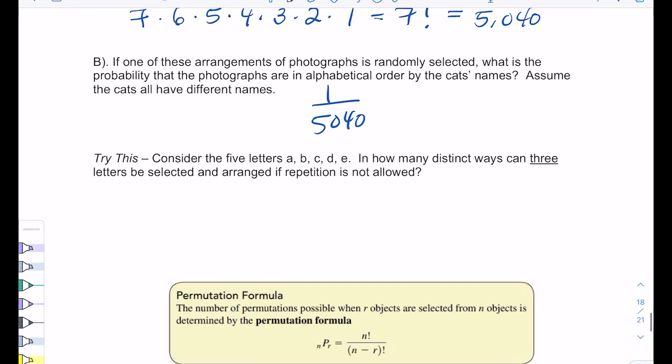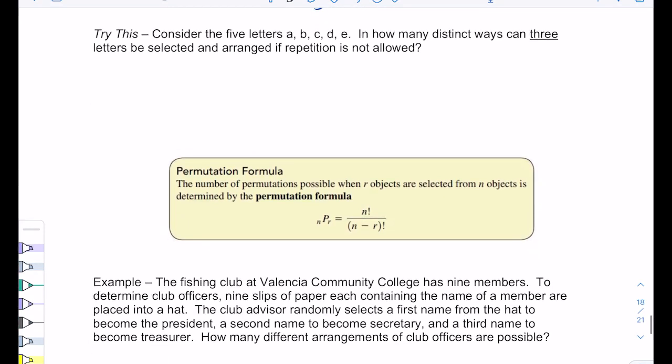You can pause the video and try the next problem on your own, and then unpause it when you're ready to go over it. So consider the 5 letters A, B, C, D, E. How many distinct ways can 3 letters be selected and arranged if repetition is not allowed? Again, ask yourself, does the order matter here? And the answer is no. It's just saying in how many different ways can 3 letters be selected and arranged. You have 5 letters, A, B, C, D, E, and you're choosing 3 of them.